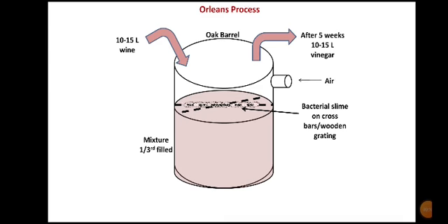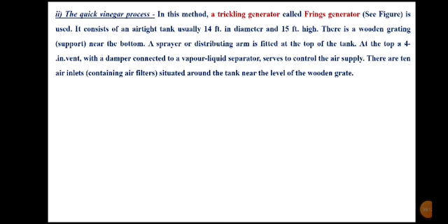So last time we discussed the Orleans process for the production of vinegar. Another way of producing vinegar is the quick vinegar process. Nowadays this is the technique used for the large scale production of acetic acid or vinegar. This method makes use of an equipment called a trickling generator.